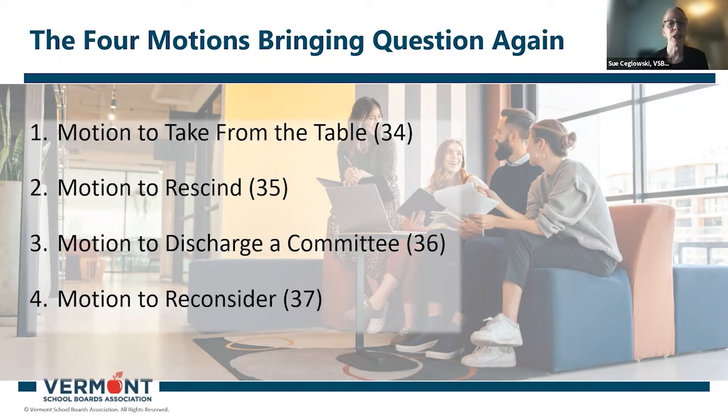The motion to discharge a committee is covered by section 36. Motion to discharge a committee is used if a question has been referred or a task has been assigned to a committee that has not made its final report and the board wants to take the matter out of the committee's hands. And that could be either because the board itself wants to consider the question or so that the question is not further considered.